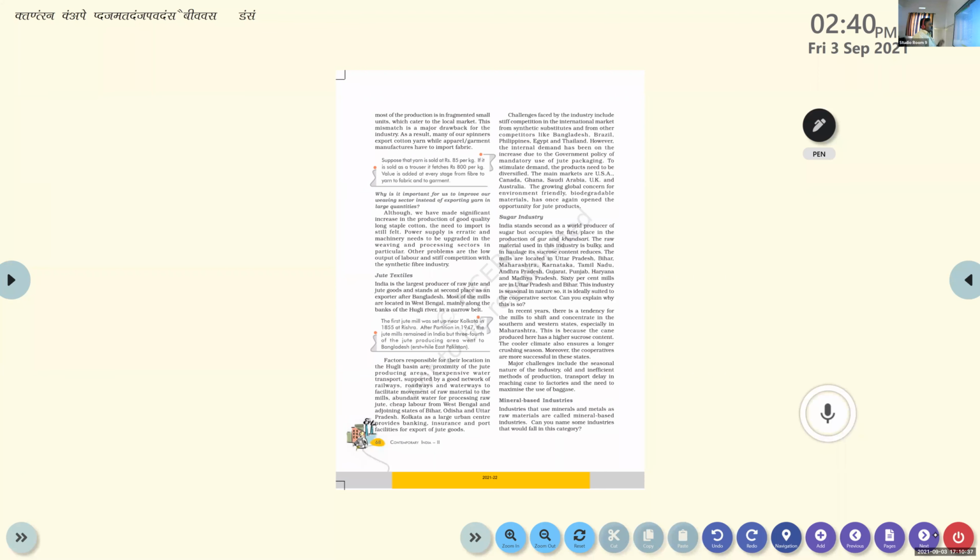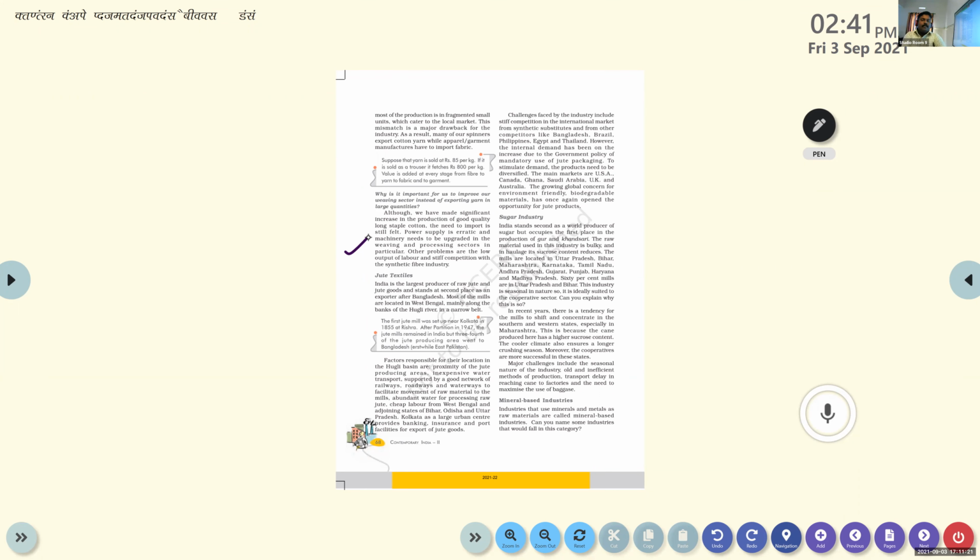Why is it important for us to improve our weaving sector instead of exporting yarn in large quantities? So we have to improve our weaving sector, production of clothes, instead of exporting the yarn to other countries. Although we have made a significant increase in the production of good quality long staple cotton, the finest quality cotton, the need to import is still felt. Power supply is erratic and the machinery needs to be upgraded in the weaving and the processing sectors in particular. So all the facilities are there. At the same time, we are facing lots of problems also.